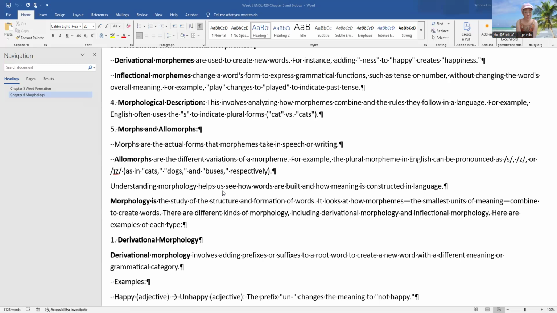Understanding morphology helps us see how words are built and how meaning is constructed in language. Now, before I go ahead, you notice how it says s and z, and then it has this iz.